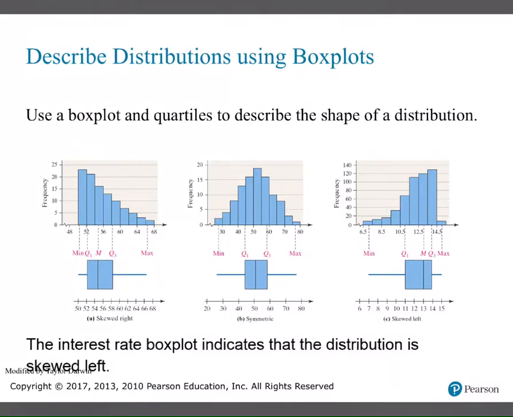We can find the shape of distributions using box plots as well. If the box is mainly to the left over here, then we can say it's skewed right. If it's in the middle, we can say it's symmetric. And if most of the data is to the right, then it's skewed left.